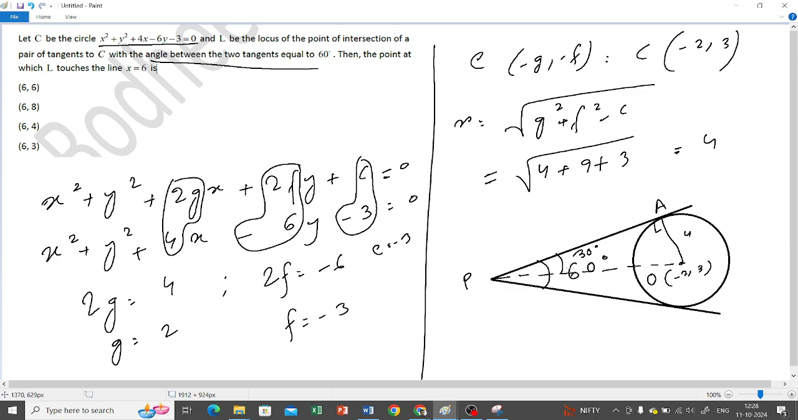Alright, this will be 30 degrees. The question is, the point L, then the point at which L touches the line x equals 6. Let this point be H comma K, or maybe A comma B. A comma B. Okay.